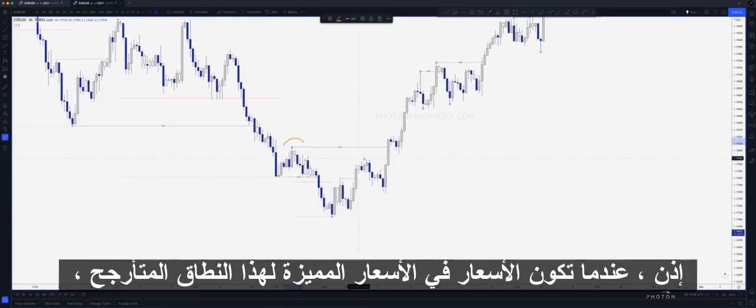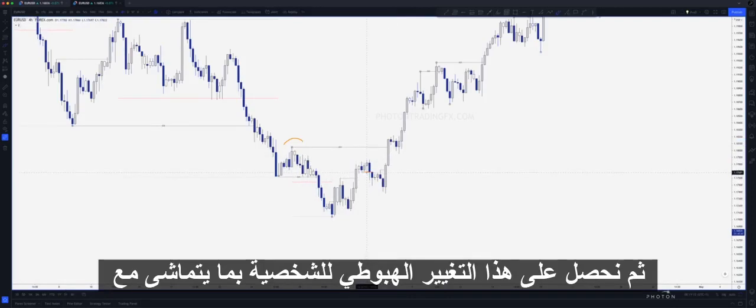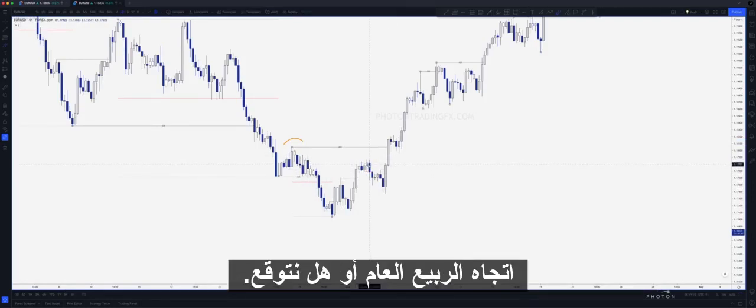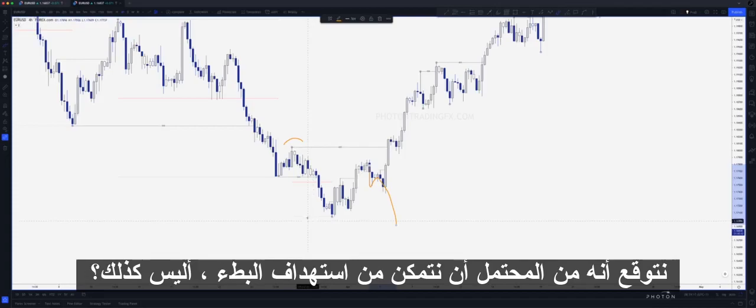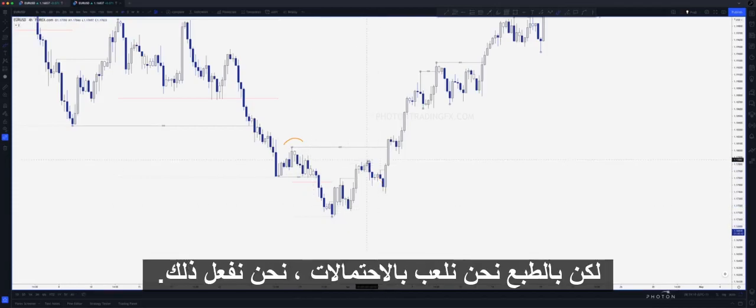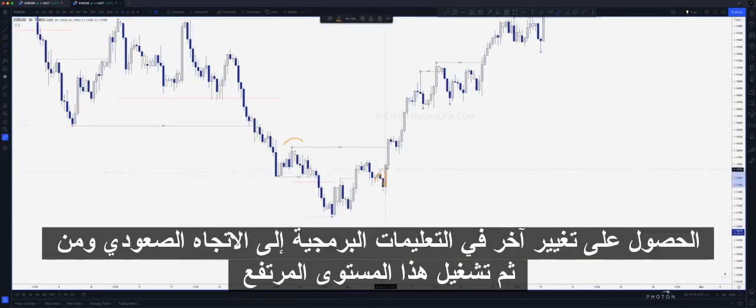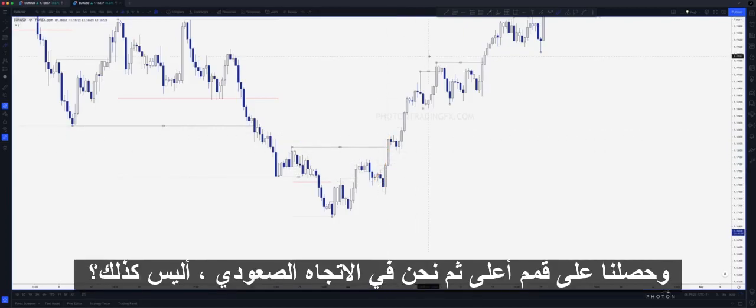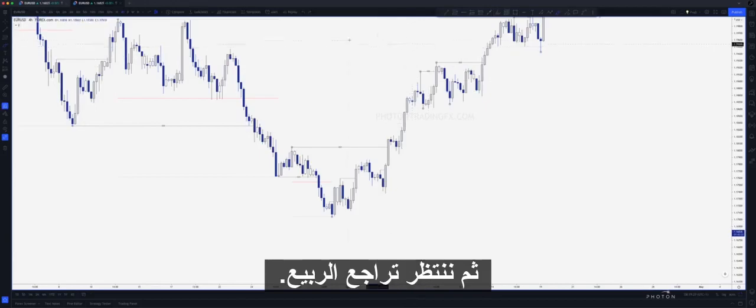So then when price is in the premium of this 4-hour swing range, right, then we get that bearish change of character back in line with the overall swing trend. What do we expect? We expect that potentially we can target this low, right? But of course, we're playing with probabilities. We end up getting another change of character to the upside, and then we run that high and we get a higher high. So then we are in the bullish trend, right? And then we wait for our swing pullback.